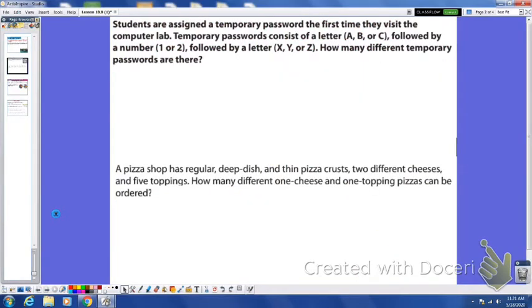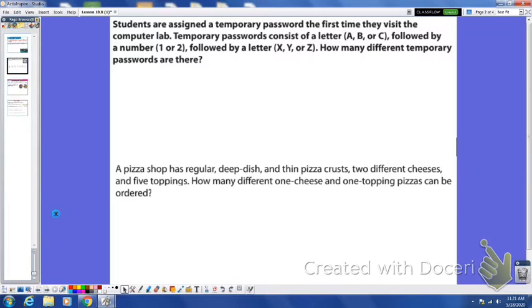For our next one, students are assigned a temporary password the first time they visit the computer lab. Temporary passwords consist of a letter A, B, or C, followed by a number 1 or 2, followed by a letter X, Y, or Z. How many different temporary passwords are there? Okay, so for this guy, I'm going to make an organized list.